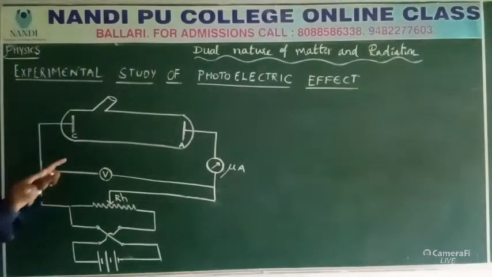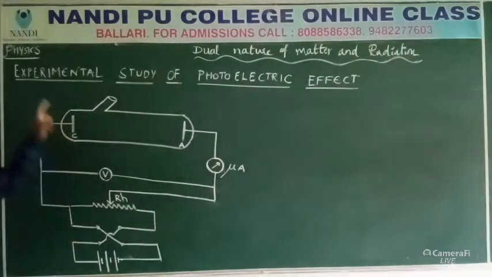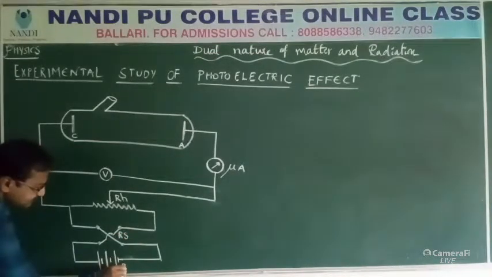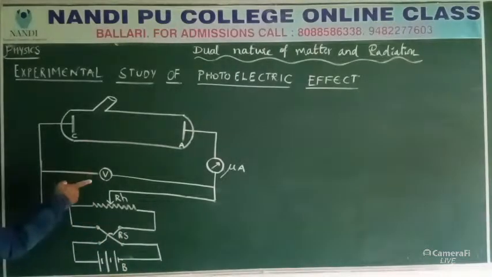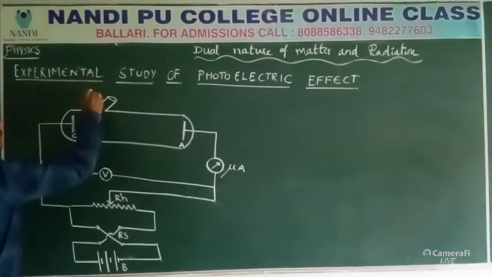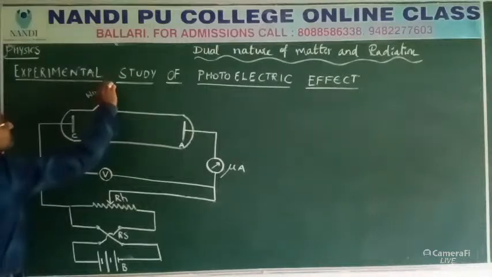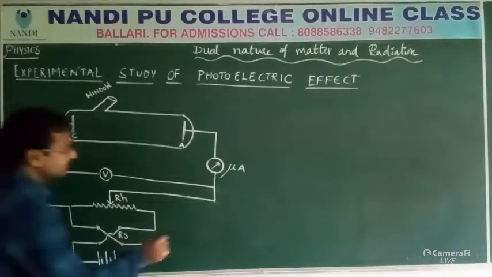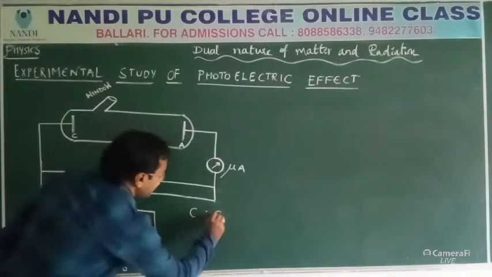See, this is a schematic diagram of the experimental study of photoelectric effect, and here one setup is there, RS. This is battery B, rheostat, voltmeter, ammeter, and this is a window. This window is for what? To make light incident here. Okay, children. So now C. What is C here? I will write everything here. C, cathode.